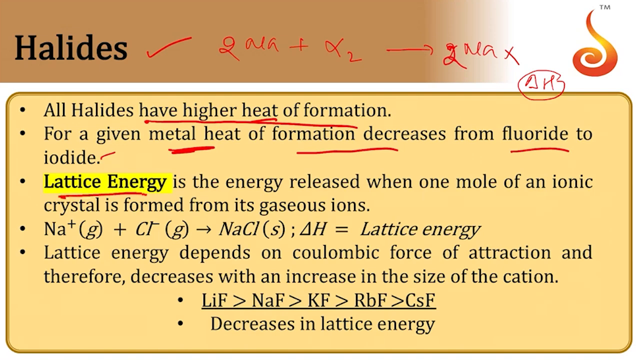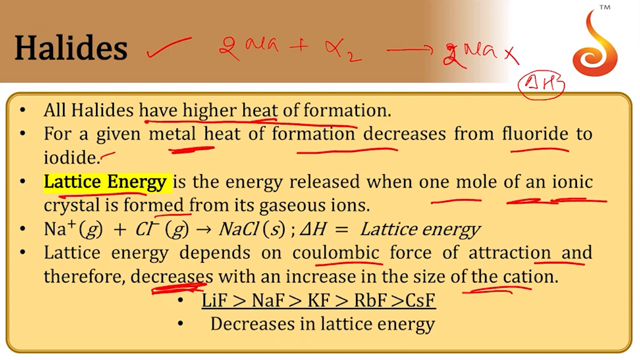Then, when it comes to the lattice energy of these compounds, lattice energy is the energy liberated when 1 mole of ionic crystal is formed. Lattice energy mainly depends upon the Coulombic force of attraction. Therefore, lattice enthalpy decreases with increasing size of the cation, because the Coulombic force of attraction depends upon the size as well as the distance between the ions.